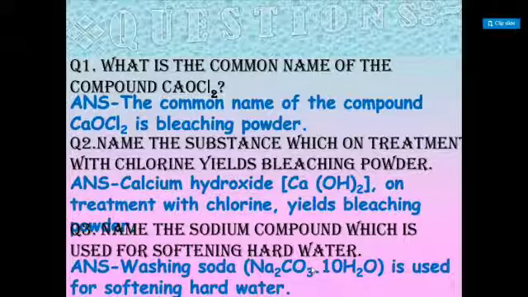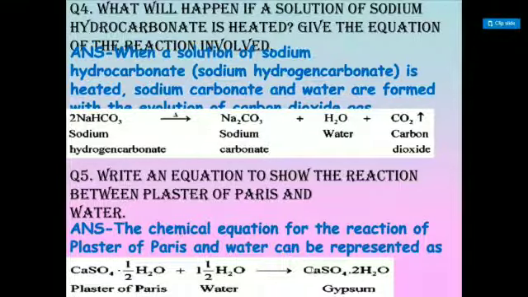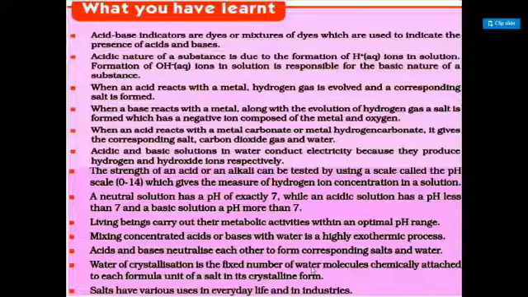Now some questions are given here and their answers also. Please note down this. So, what have you learned from this chapter? Acid base indicators are dyes or mixtures of dyes which are used to indicate the presence of acids and bases. Here all the key points are given. You have to note down all these and read them. Thank you, students.